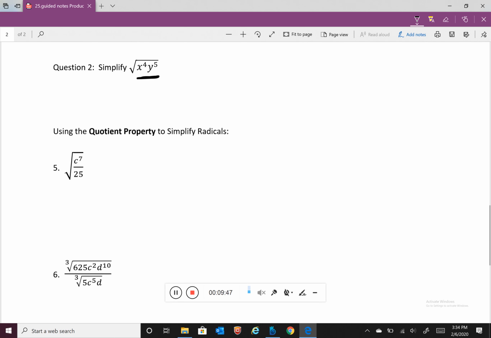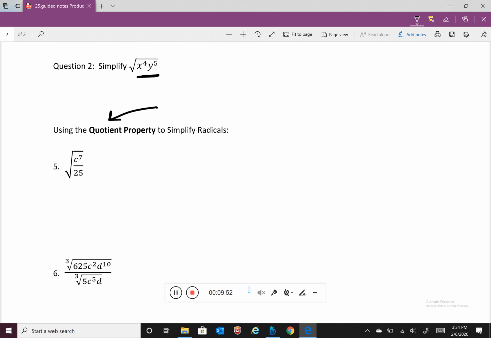The next property that we're going to look at is the quotient property. Remember, quotient means division. So if we look at the first example, we have the square root of c to the 7th over 25. So what we can do here using our quotient property is actually separate. So this is equal to the square root of c to the 7th over the square root of 25. And for the denominator, that simplifies to be 5. So now what we want to work with is the square root of c to the 7th.